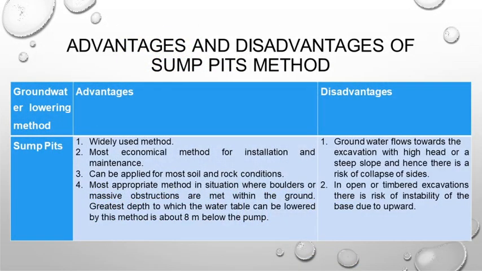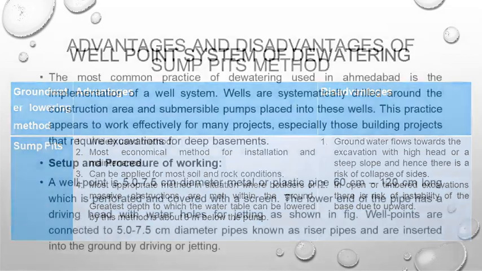What are the advantages and disadvantages of the sump pit method? This is a widely used method, the most economical method for installation and maintenance, can be applied for most soil and rock conditions, and is the most suitable method in situations where boulders are present. The disadvantages: groundwater flows towards the excavation with high head or a steep slope, and hence there is a risk of collapse of the site. In open or timber excavation, there is a risk of instability of the base due to upward flow.